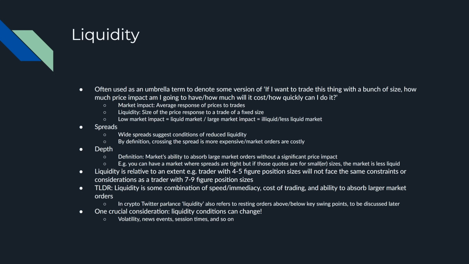You also hear the term depth used, which is the market's ability to absorb large market orders without a significant price impact. So you can see it's important to make the distinction between spreads and depth, because you can have a market where the spreads are tight, the best bid and the best offer are quite close to each other, but if those quotes are for relatively small sizes, you could say that the market is still less liquid because they would get crushed by a large market order, and that would have a large price impact. So just seeing how tight the spread is without looking at the size being quoted only gives you half the picture.